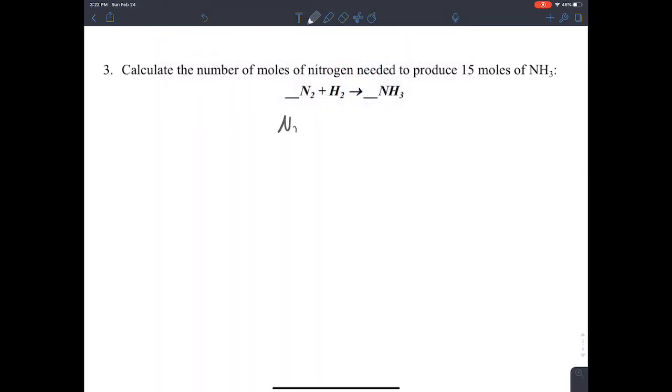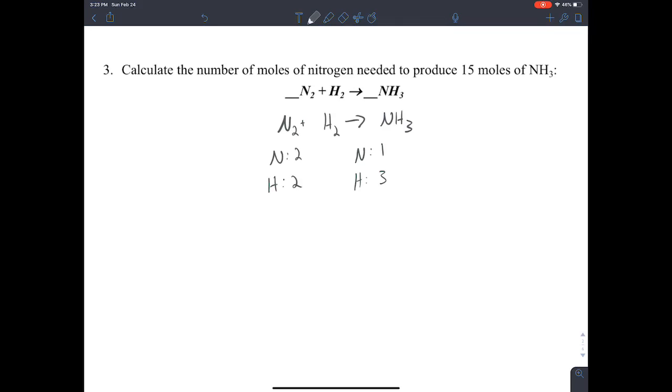So I'm going to rewrite it because there should have been space for a coefficient in front of the H2. On this side we have nitrogen, hydrogen. On this side we have nitrogen, hydrogen. 2 here, 2 here, 1 here, 3 here.